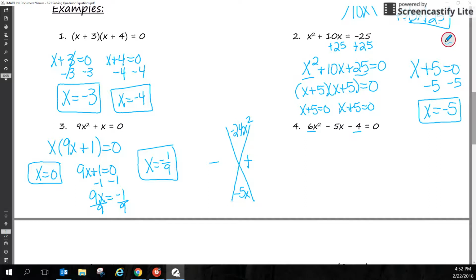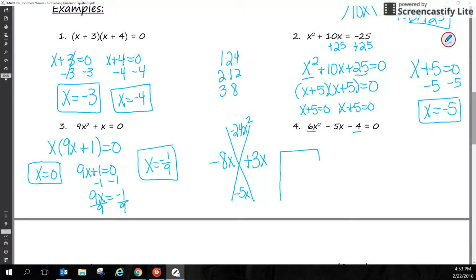If you don't know them, start with 1 times 24. That subtracts to 23. 2 times 12. 12 minus 2 would be 10. 3 times 8. 8 minus 3. That's my 5 that I'm looking for. Since 5 is negative, I want my bigger factor to be negative. So negative 8x, positive 3x.